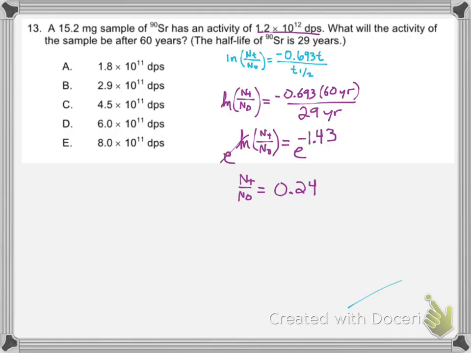Okay, but the problem wants to know what the activity will be, so now we're just going to plug in for our n sub 0, the 1.2 times 10 to the 12th disintegrations per second.